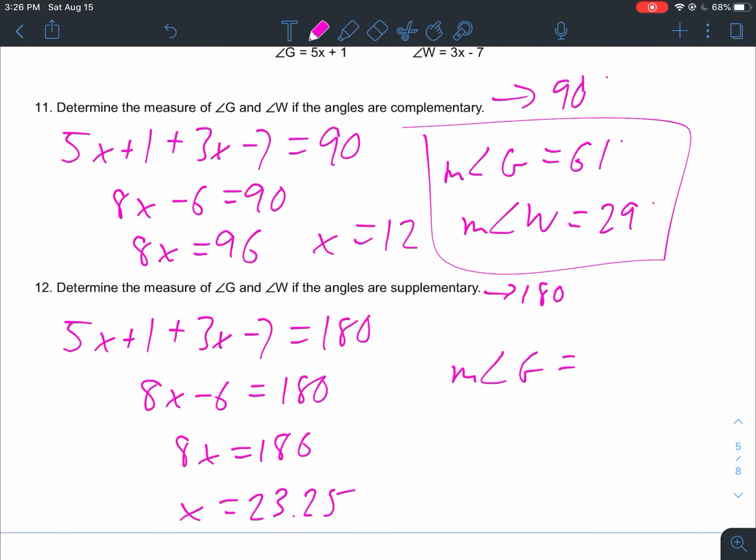Okay, again we have to substitute that back in to get angle G and angle W. Angle G is 117.25, and angle W is 62.75.